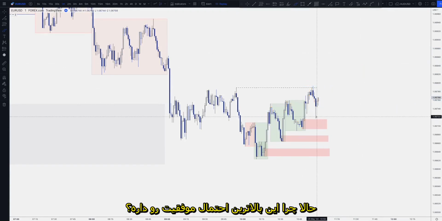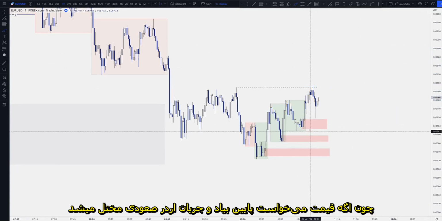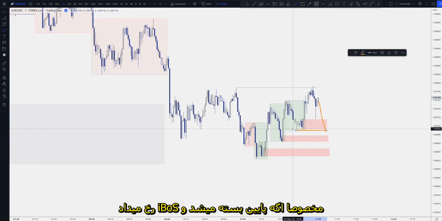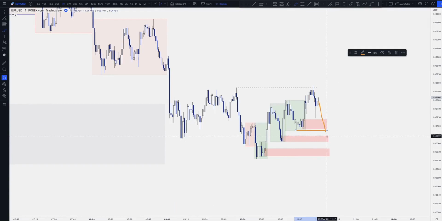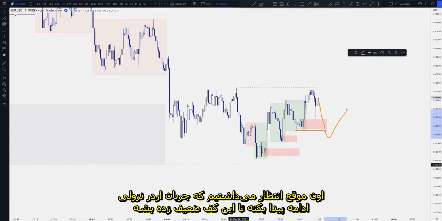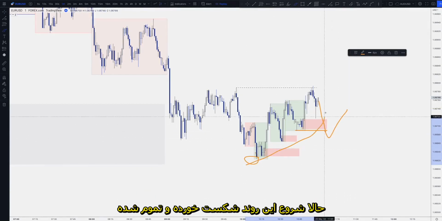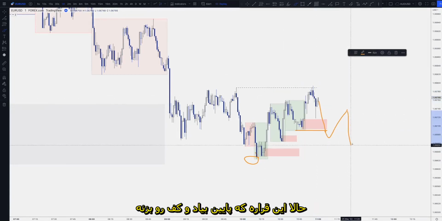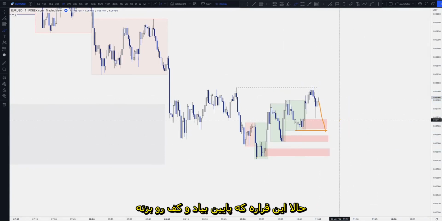Now, the reason why that is the highest probability one is because if price was to come down and we get a disruption of that bullish order flow, especially if we get a closure below, an IBOS, right? Then what? Then we would expect that bearish order flow to continue until what? Until it takes out this weak low. At that point, the start of this trend has essentially ended and failed, and now this is going to come down and take out that low there.